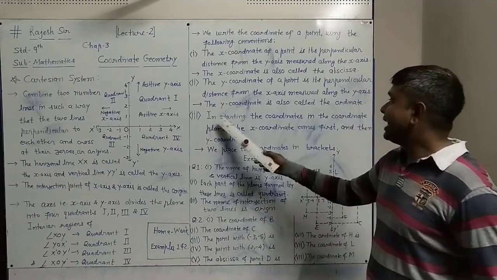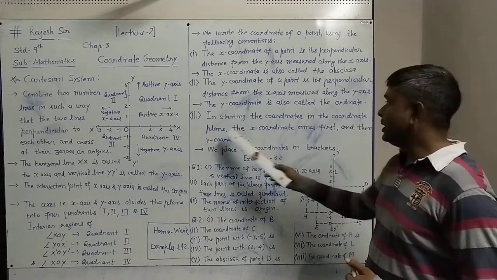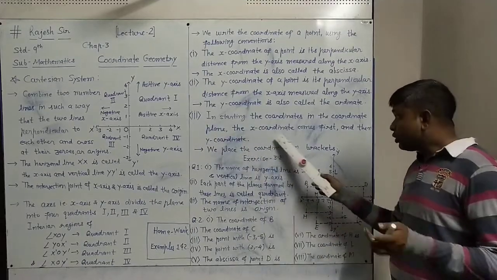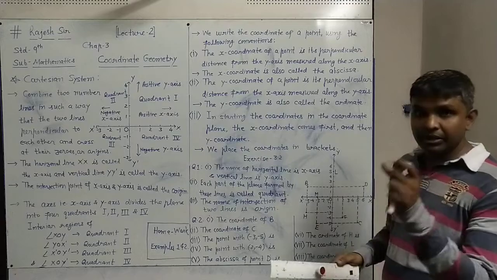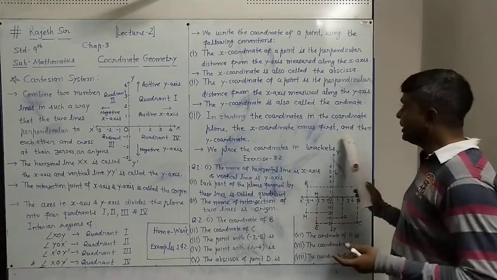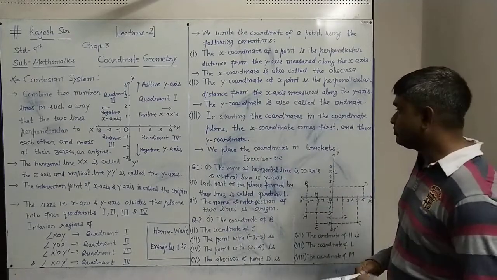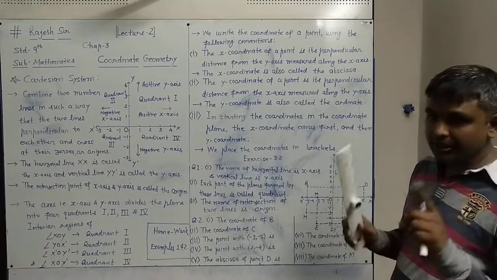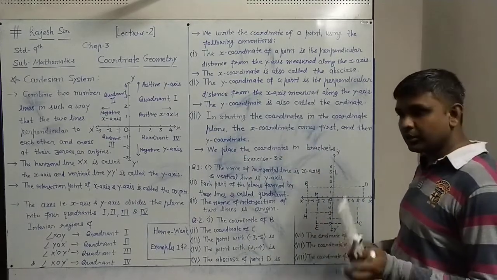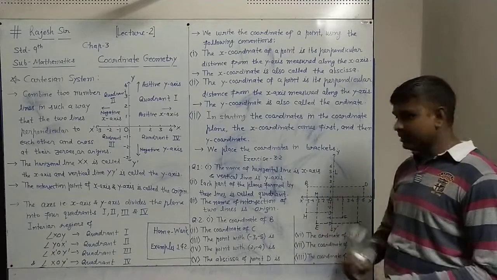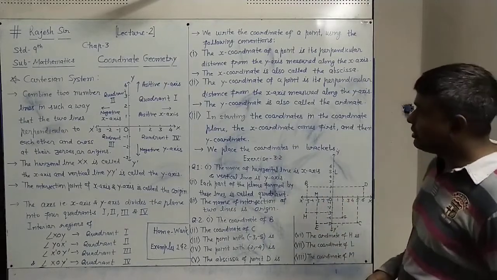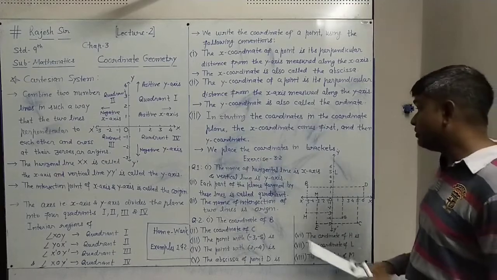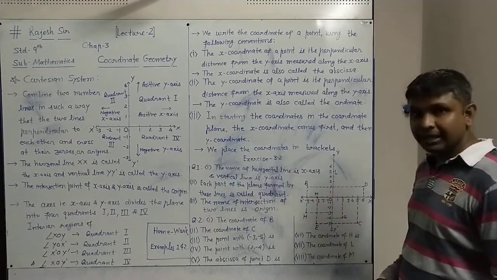Third rule: when you write the coordinates in the coordinate plane, the x coordinate comes first. You write the x coordinate first, then the y coordinate, and we place the coordinates in brackets: x coordinate, comma, y coordinate. These are the rules we have seen, and how to use them in practical examples we will see. In the exercise directly we go.